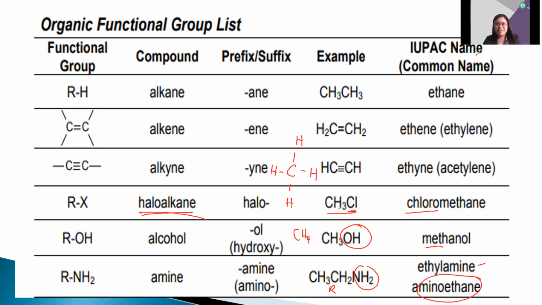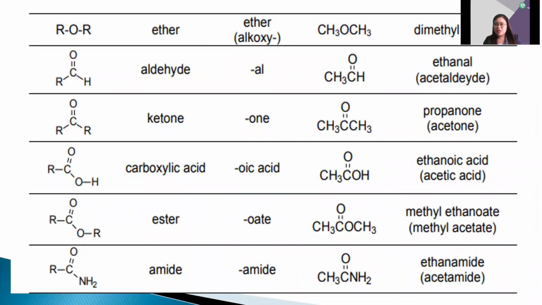Overview lang yan. Ayan yung discussion talaga ng bawat functional group. The ether naman, we have here, sabi ko sa inyo, how do you identify ether? If you have an oxygen at the center and both ends will have any functional group. So just like this one, CH3, that's an alkane, and then oxygen at the center, and then another CH3 on the right side. So we have here dimethyl ether. This one is a common name, not an IUPAC name.